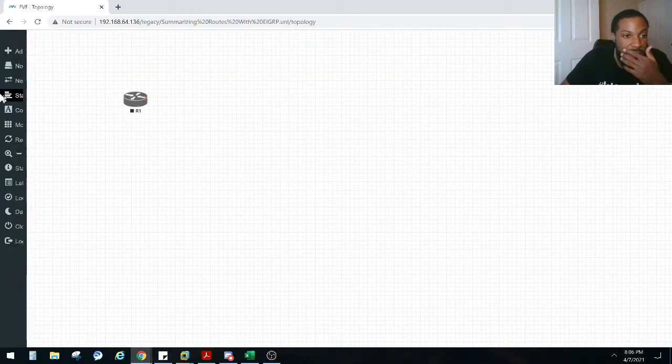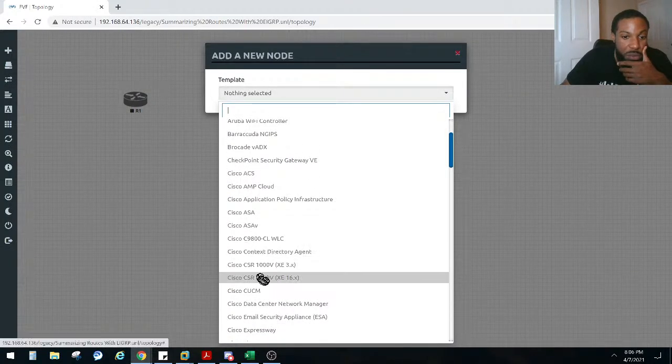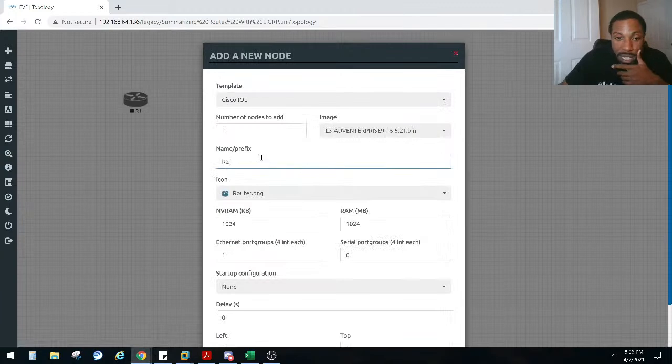So router 1, and the other guy is going to be obviously router 2. We just got to cable them back to back. That's all we got to do. Back to back.